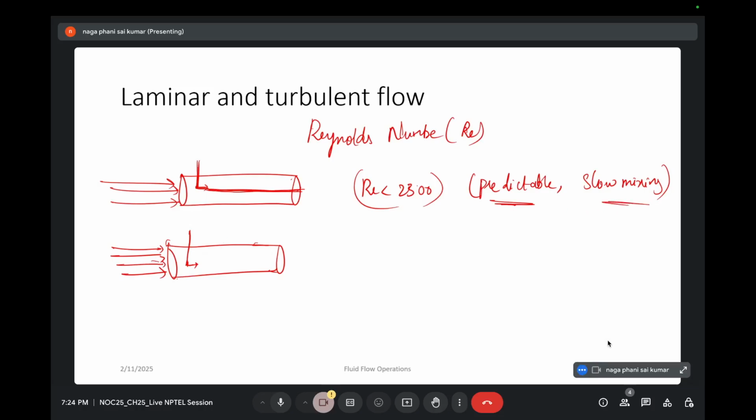Let's say when you're injecting dye into some fluid which has a higher Reynolds number, let's say 2300 to 4000, the movement of dye will not be the same as in the earlier case. There will be some kind of outburst. So it will not be predictable, and also the mixing will be a bit rapid. So this is called transitional flow.